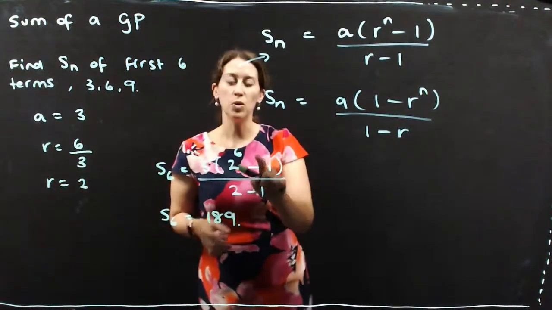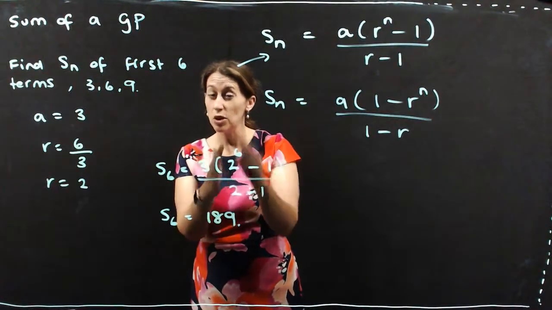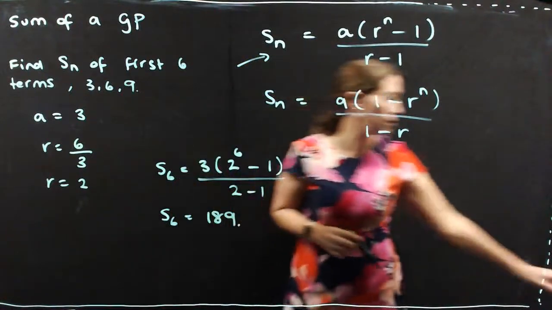And the order is very important. Some people confuse it. Remember, it's just the base, the common ratio, to the power n, and then you subtract the whole 1 from that.